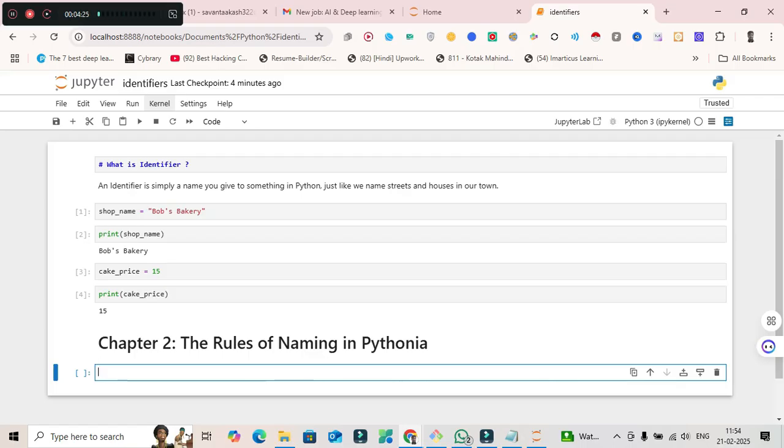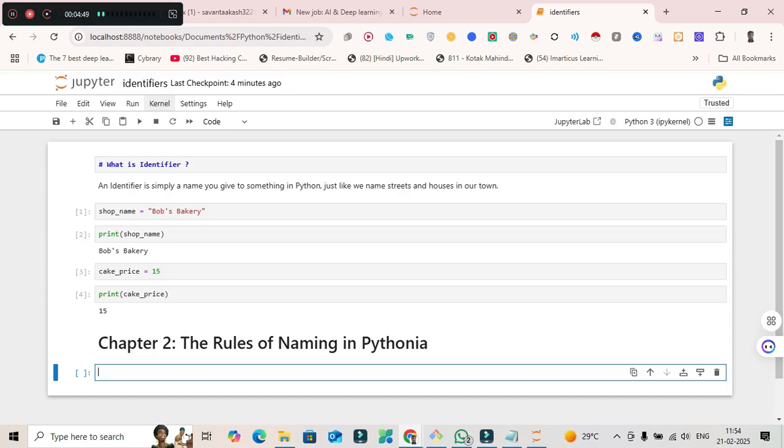But wait, the mayor of Pythonia is Mr. Guido van Rossum, the creator of Python. He made some strict rules for naming things so that the town remains organized. These rules help software developers, AI engineers, medical professionals, and students work with Python more effectively.